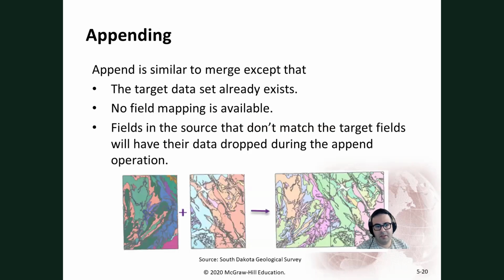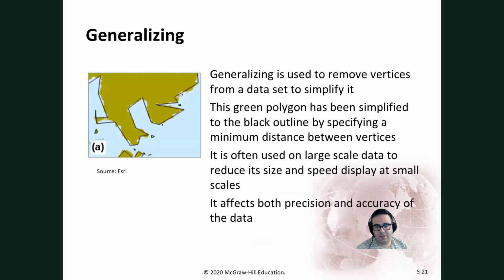If you append, the target data set already exists and no field mapping is available, then the fields in the source that don't match target fields will have their data dropped during the append operation. So basically, if something is not matching based on the specific common field, there's no outcome when you actually finalize the appending.